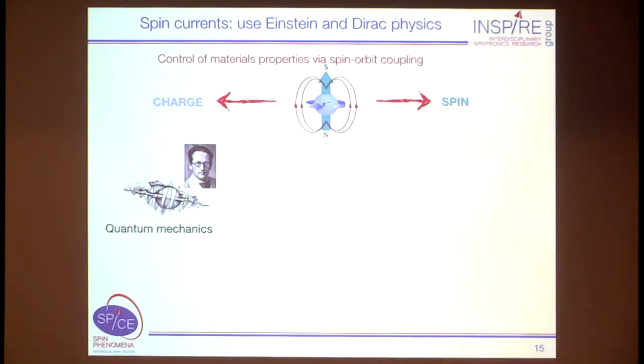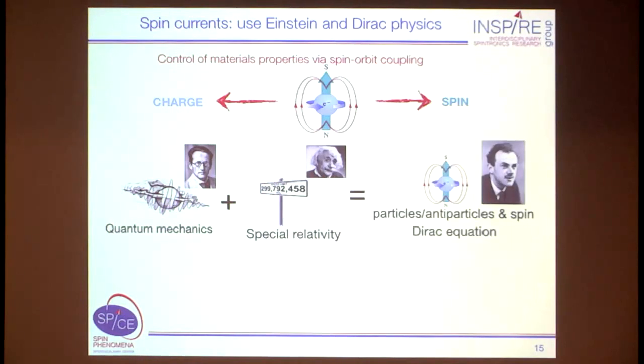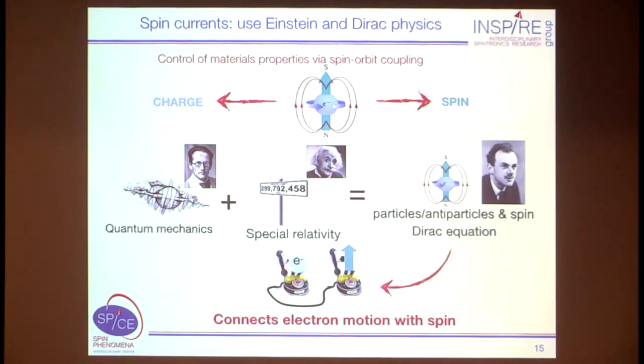that's not quite true. When you put quantum mechanics and the special relativity of Einstein together, that gives you the Dirac equation. And this is the connection, the phone line that you actually have between the charge and the spin. That's the thing that connects the two and gives us some effects with which we can generate spin currents that we can utilize to flip things around.